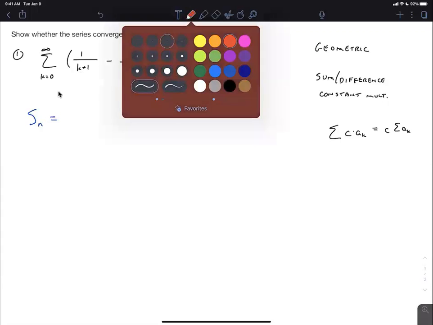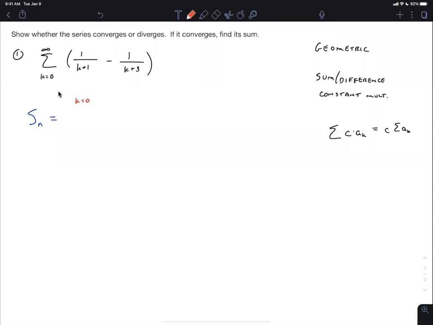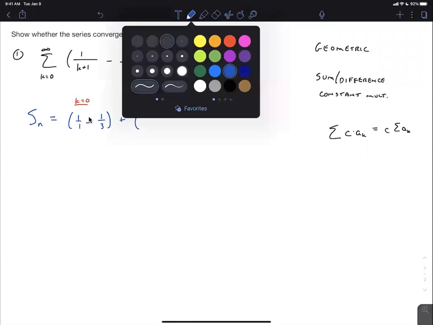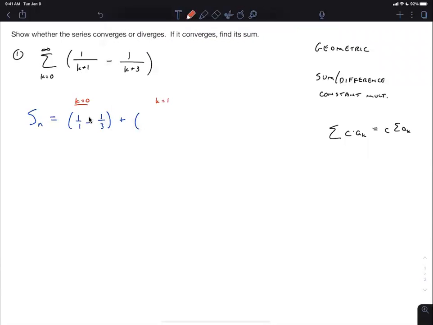If I plug in k equals 0 to that term, then I get 1/1 minus 1/3. Is everybody clear where I'm getting that? I plug in 0 for k, and I get 1/(0 plus 1) and 1/(0 plus 3). So I get this setup. Then if I plug in k equals 1, I get 1/2 minus 1/4. And if I plug in k equals 2, I get 1/3 minus 1/5.